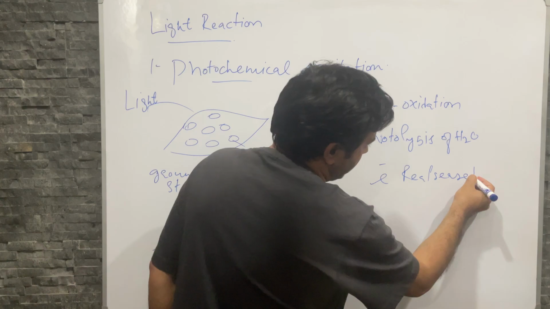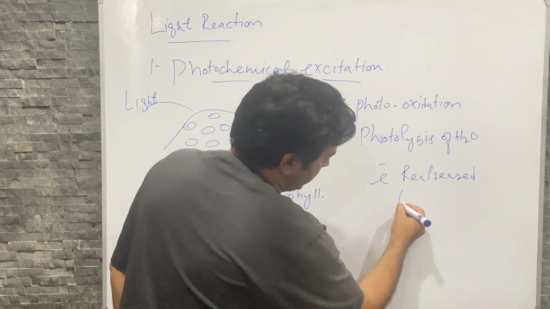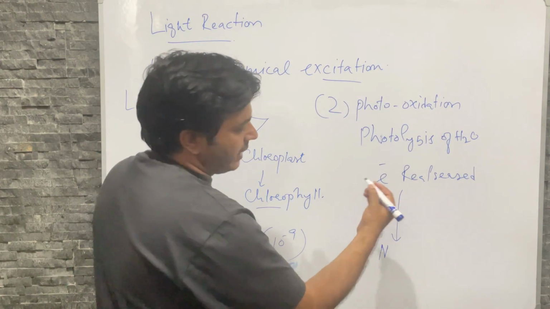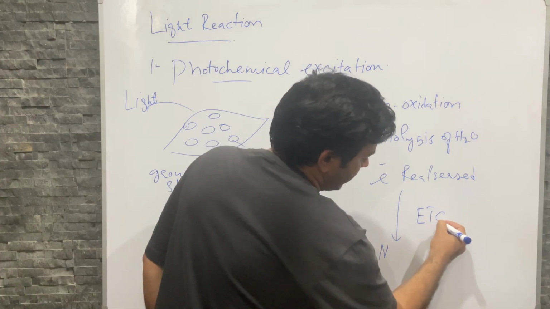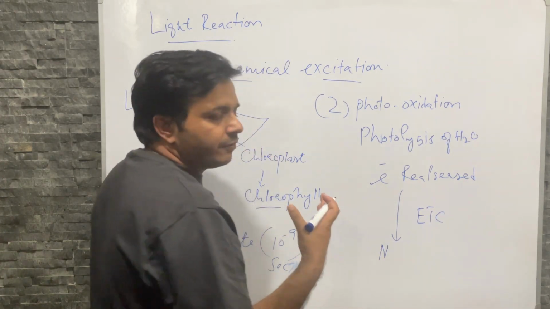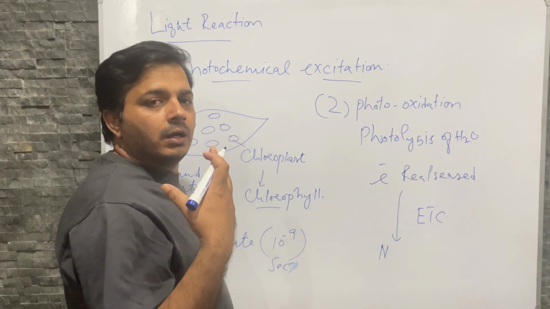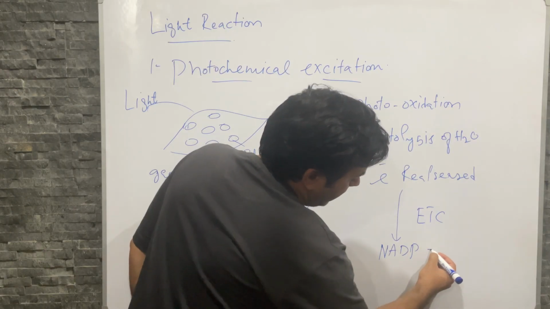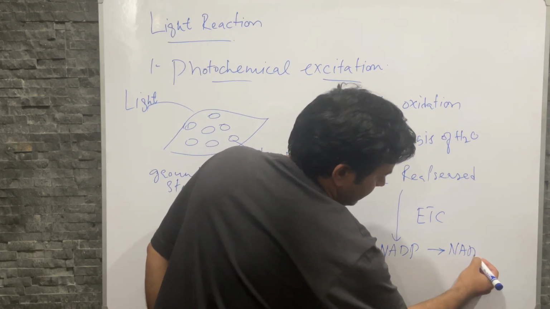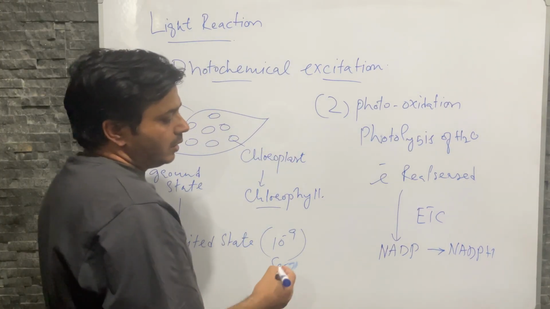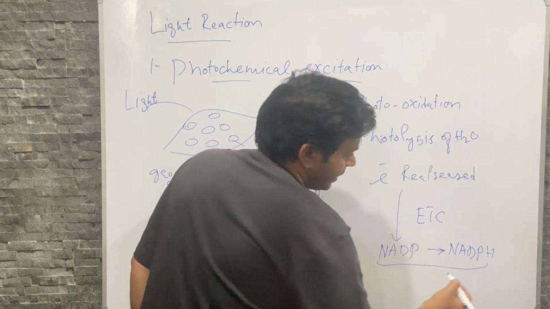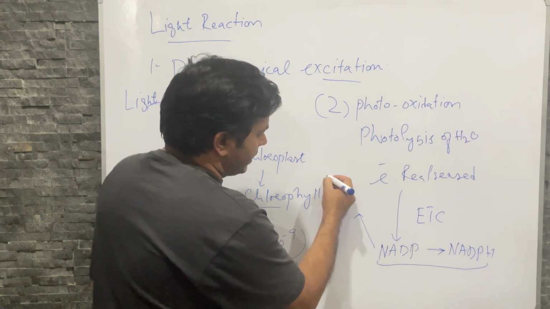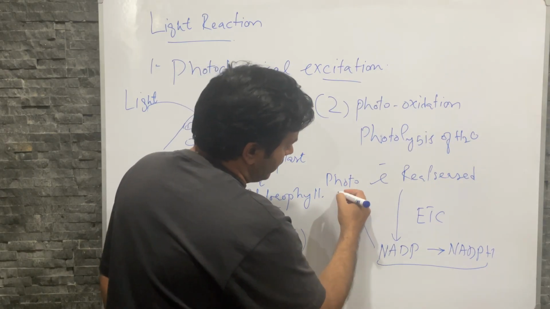These electrons are then eventually transported to energy sources. For example, these electrons travel through different electron transport carriers, the electron transport chain, and then they reduce NADP to NADPH. This process of reduction of NADP to NADPH is called photoreduction.